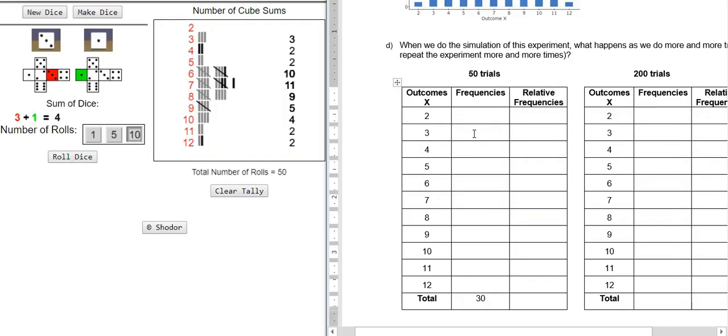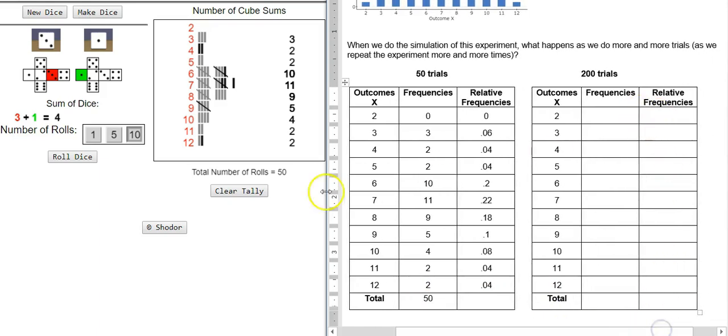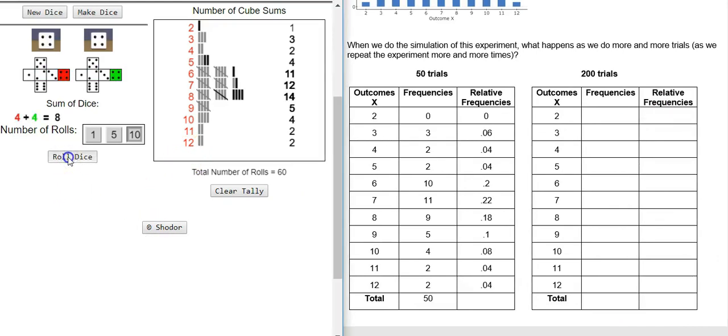So I'm going to put these frequencies in here. There are all of our relative frequencies. Again, if we added those up, those should add up to 1. Now we're going to do the same thing, only I'm going to do a bunch more trials over here so that I end up with 200 trials. And we're just going to see what we come up with.